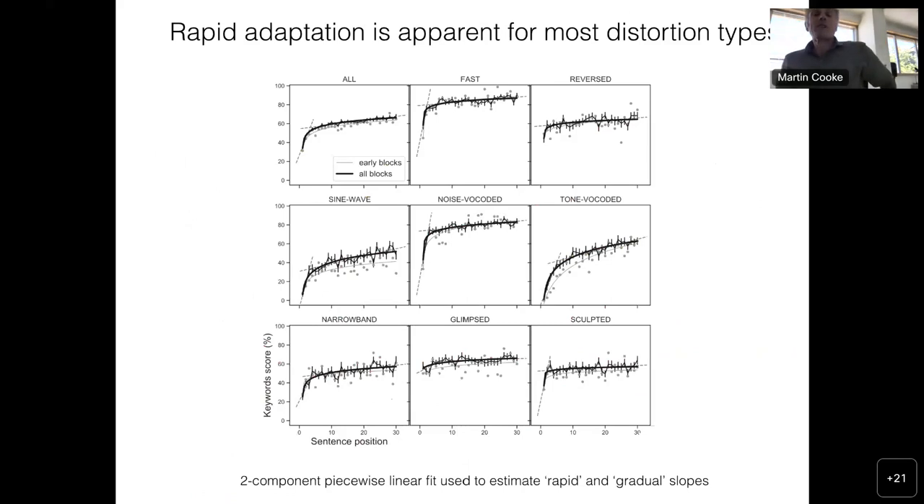So what about the individual distortion types? Well, rapid adaptation is apparent, as you can see here, for most of the distortion types. The only one where we didn't see it was for glimpsed speech. We saw it for all of the others. Now, the rate varied a little bit. For sine wave in particular, and for tone vocoded speech, the rate was relatively slow compared to noise vocoded, fast speech, etc.